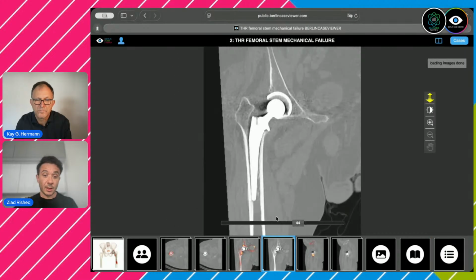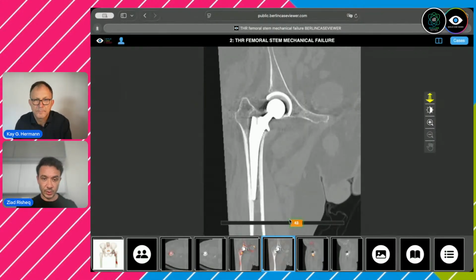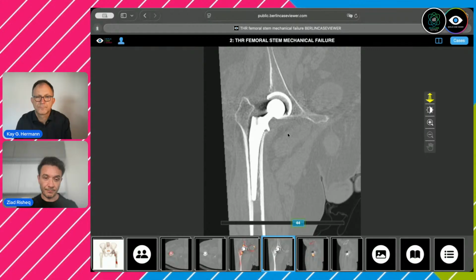So what you really need to know from the referring physician is whether this is metaphyseal fixation or diaphyseal fixation, because in an uncemented hip prosthesis with a femoral stem, it really makes a difference. When you see the lucency around, this was a metaphyseal fixation, so we are interested in lucencies around this region.